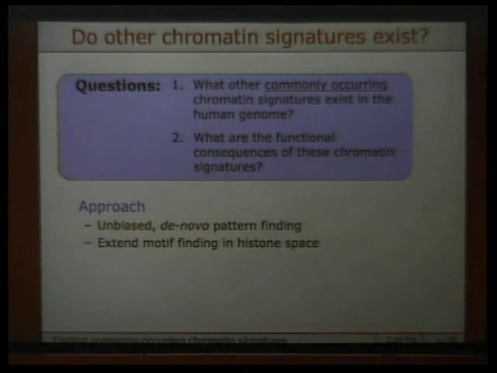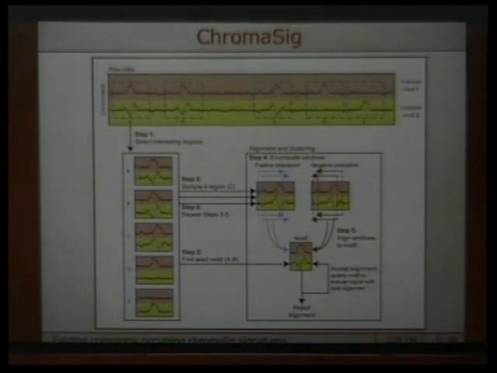This problem is extremely similar to the standard motif finding problem that we all know is defined over sequence space. So the approach that we take is to extend motif finding to histone space. The approach that we came up with is called ChromaSig, and here's how it works. We're given a lot of chromatin modification data. In this example, I'm only showing two. The first thing we do is select some interesting regions.